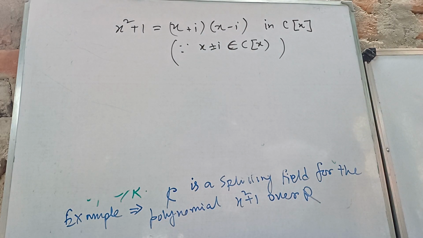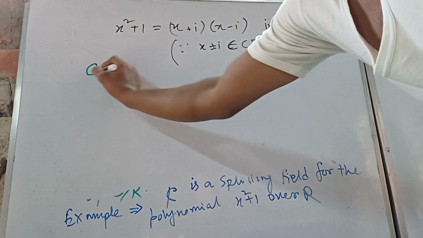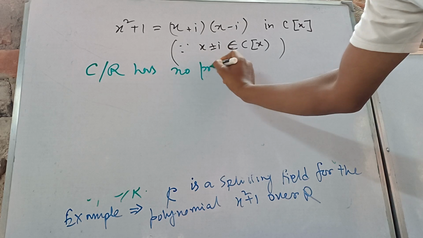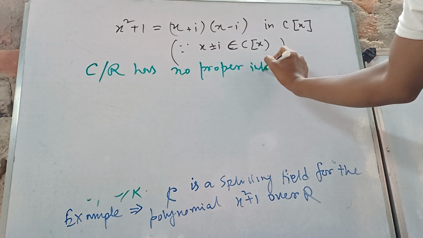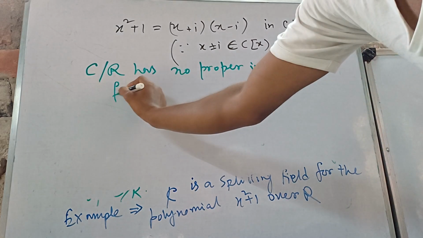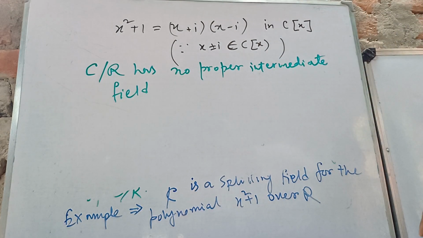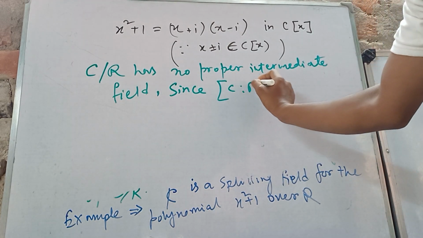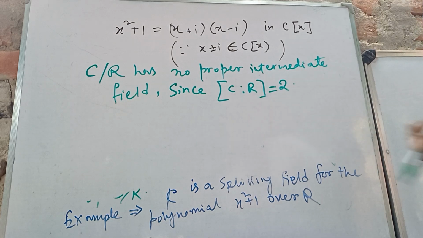So what we obtain here is that C over R has no proper intermediate field. Here C, an extension of R, has no proper intermediate field. So why? Since the index of R in C equals 2.